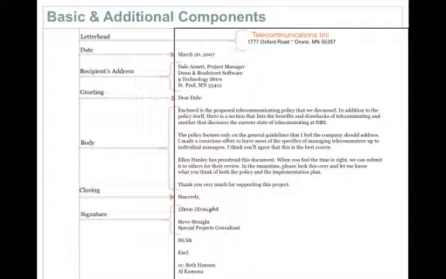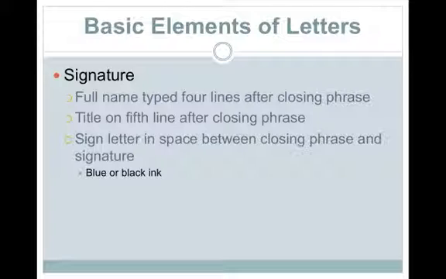Now we're going to discuss your signature. Please type your signature with your full name and title on the fourth and fifth lines below and aligned with the closing. Sign in the triple space between the closing and your typed name. You should either sign your name in blue or black ink or use an electronic signature.